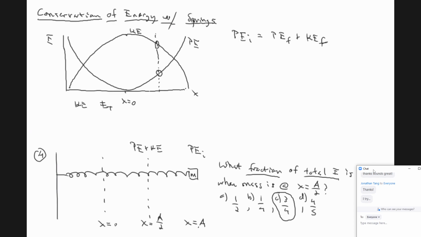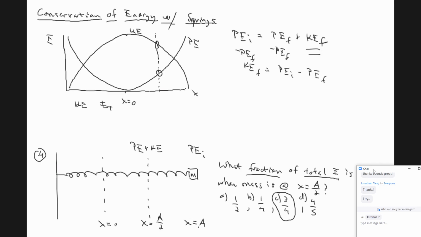So we want to find kinetic energy, right? But we don't have anything given to us in terms of velocity and stuff like that. So we have to find everything in terms of potential energy. So kinetic energy final is potential energy initial minus potential energy final, right? Can I just subtract this from this? Yeah, right?